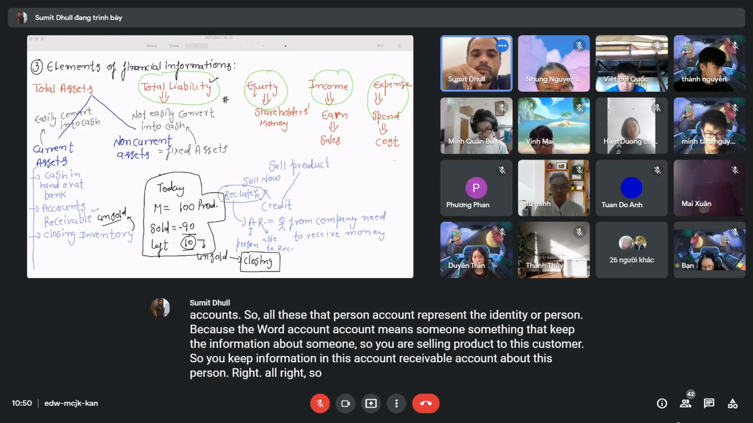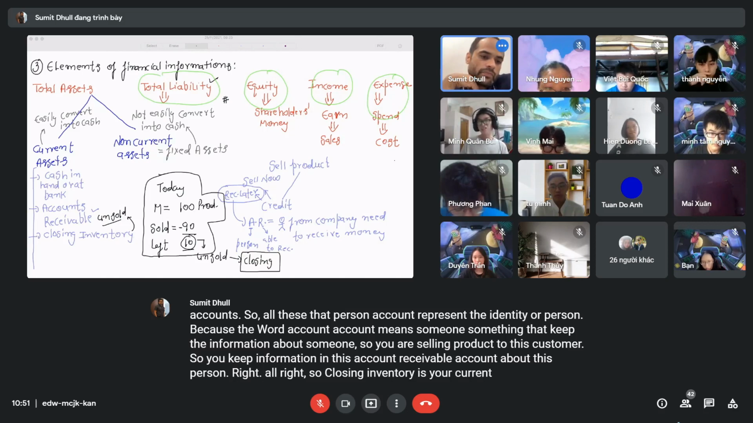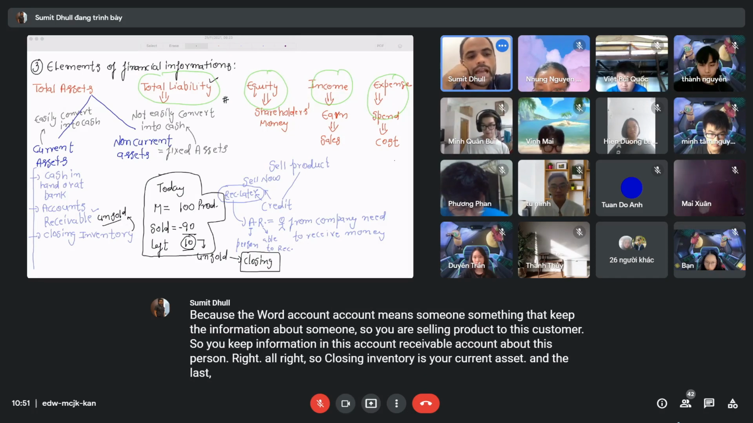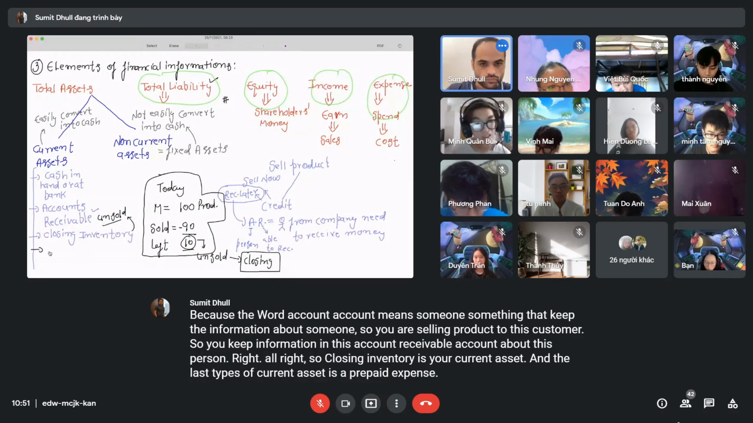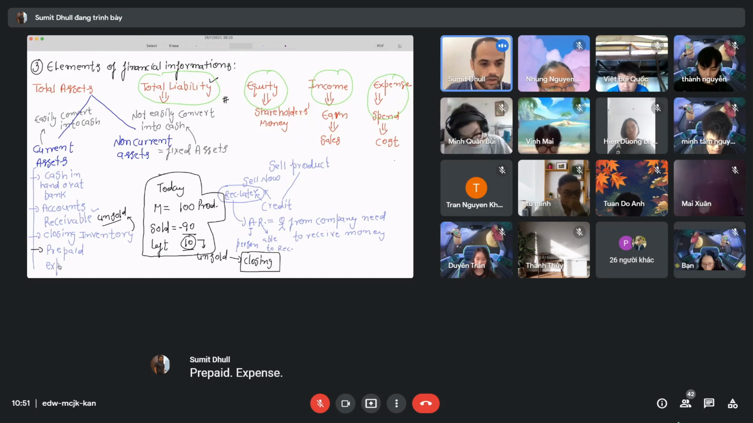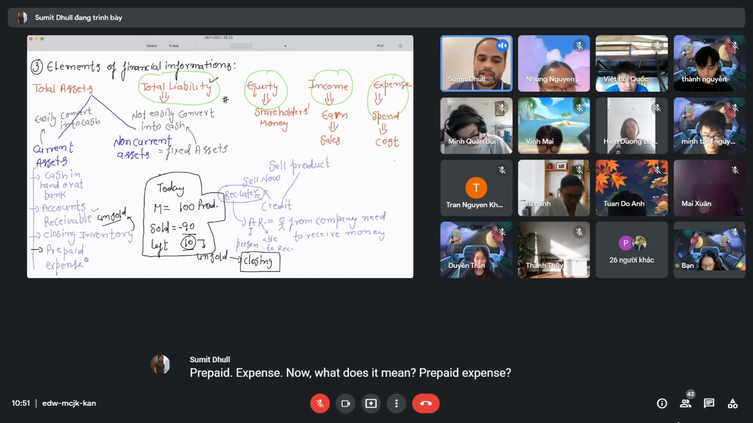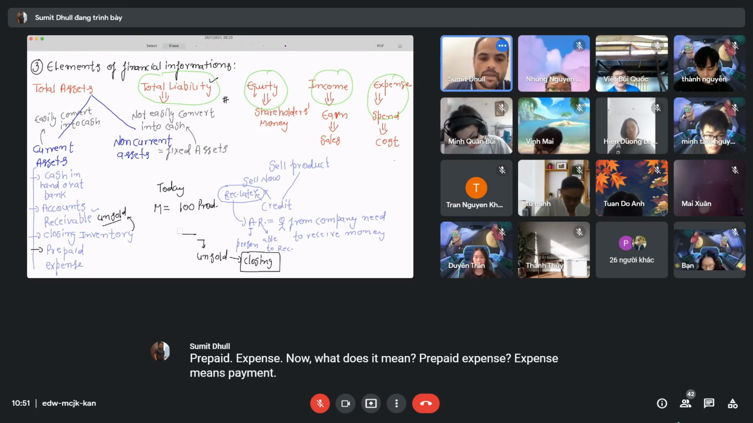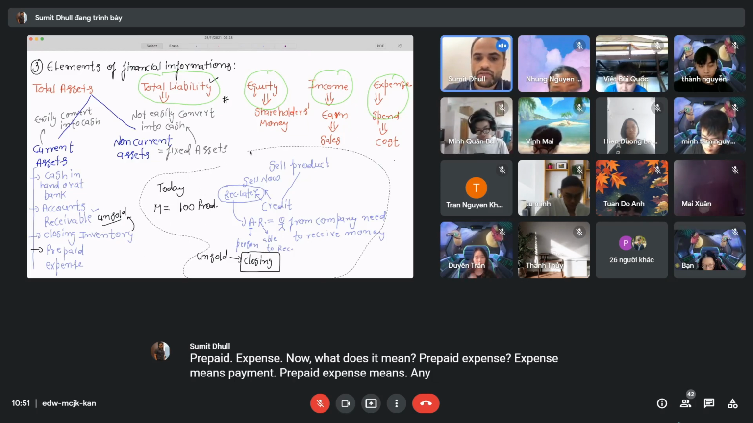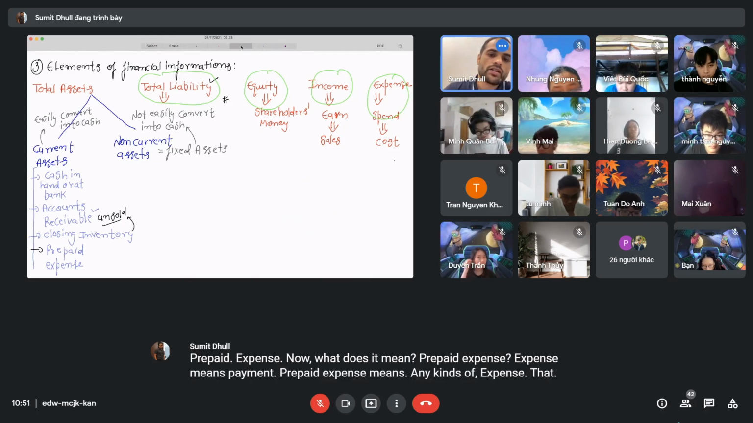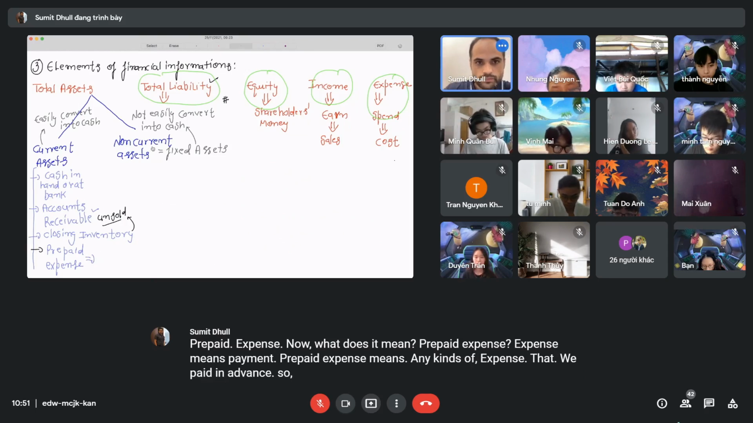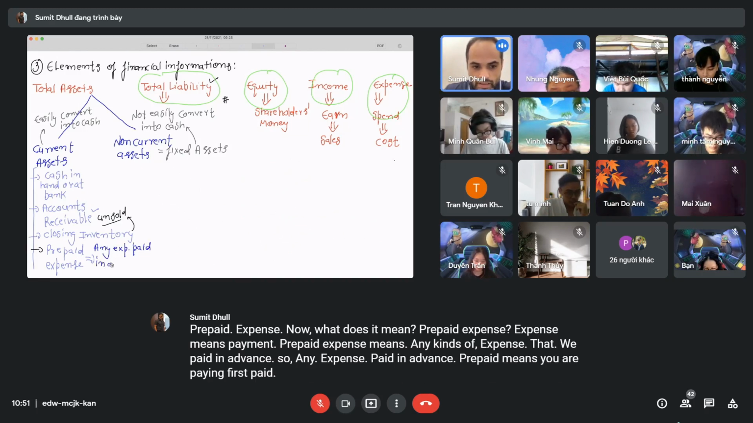All right. So closing inventory is your current asset. And the last type of current asset is prepaid expense. Now, what does it mean, prepaid expense? Expense means payment. Prepaid expense means any kind of expense that we paid in advance. Prepaid means you are paying first, paid in advance.